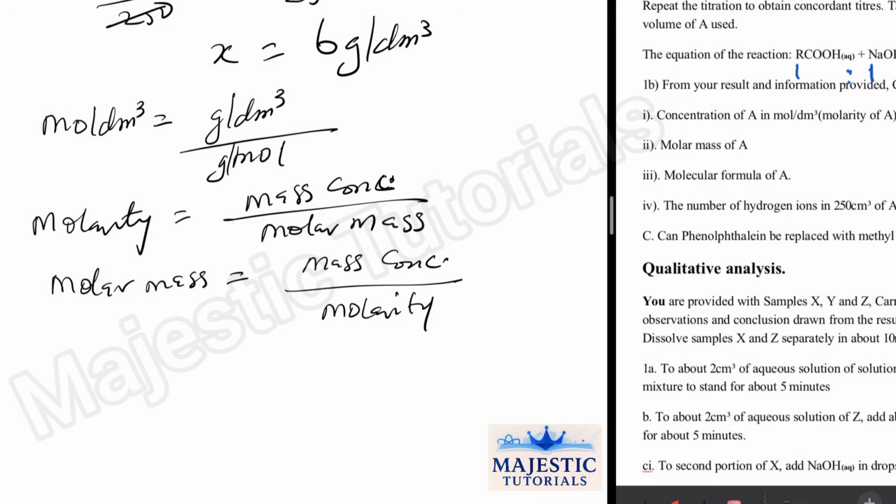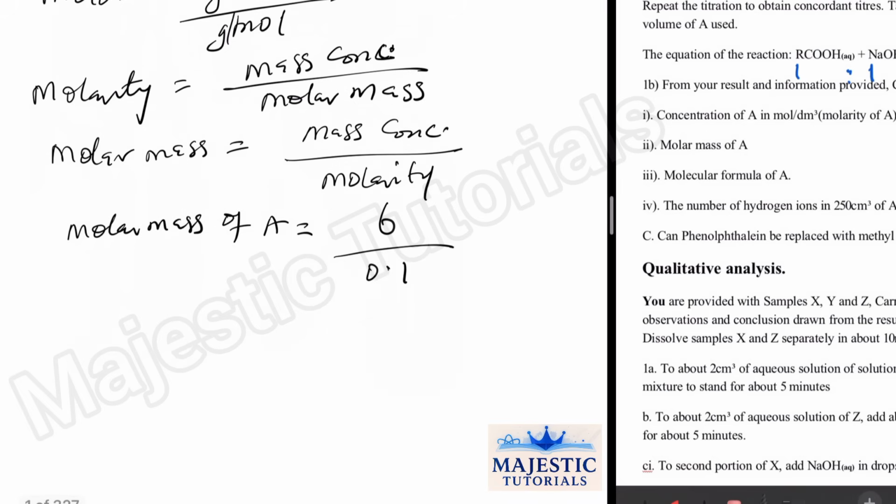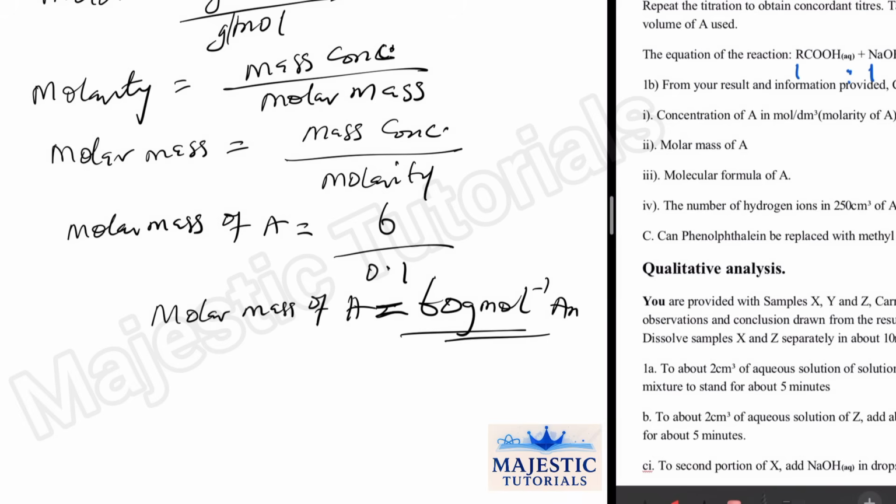Having this clear, molar mass of A will now be equal to, what's the mass concentration? 6 over, what's the molarity? 0.1. So 6 over 0.1 will automatically give us 60. So molar mass of A will be equal to 60 gram per mole. Please put units. This is our final answer.